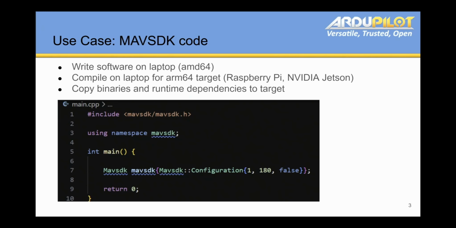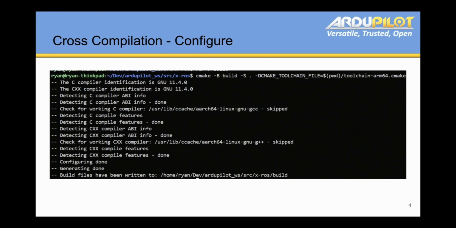Basically how this works is you write software on your laptop just like you do with ArduPilot. You compile it on your laptop, but you target ARM64, and this will work for Raspberry Pi or NVIDIA Jetson. And then you can copy the binaries and runtime dependencies to the target hardware. So here's just a little hello world. I did MAVSDK as an example, which is a C++ API. To do this, we use CMake, which involves a few steps.